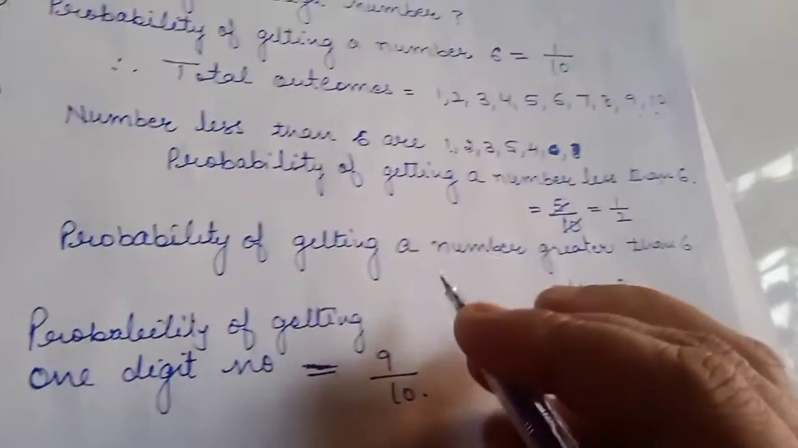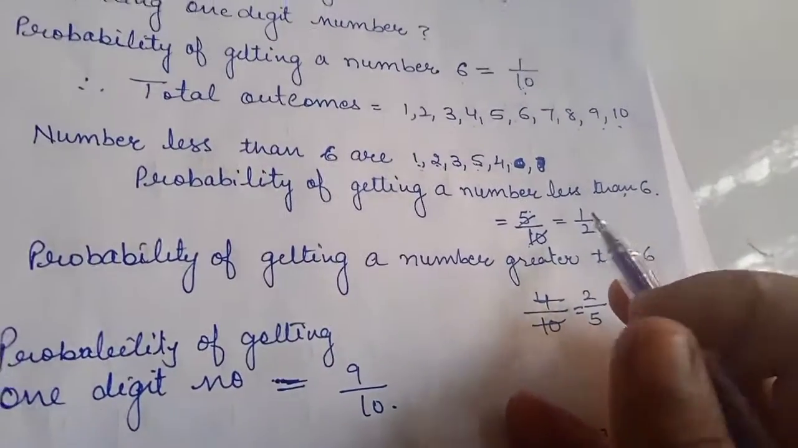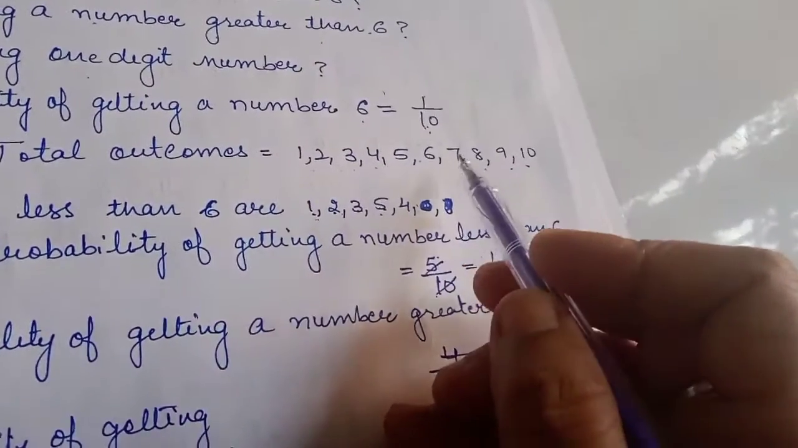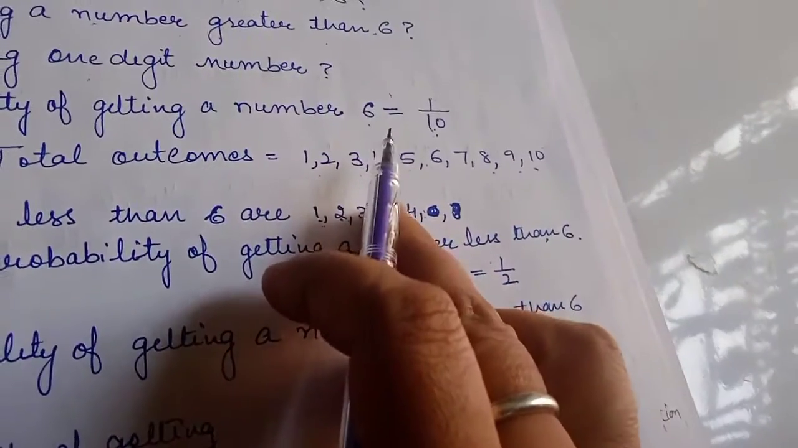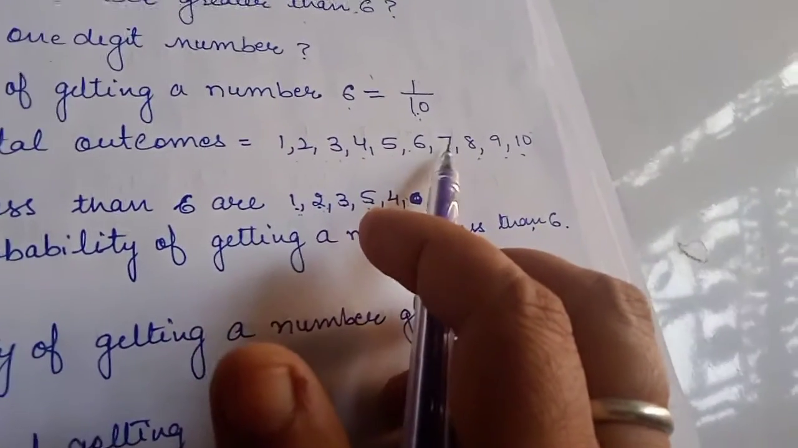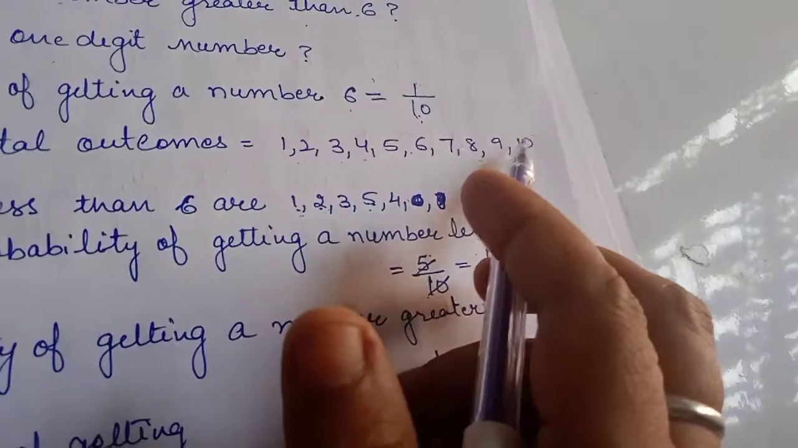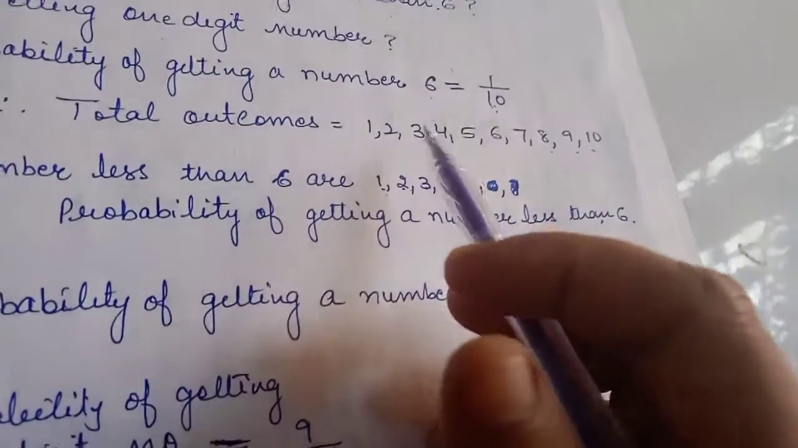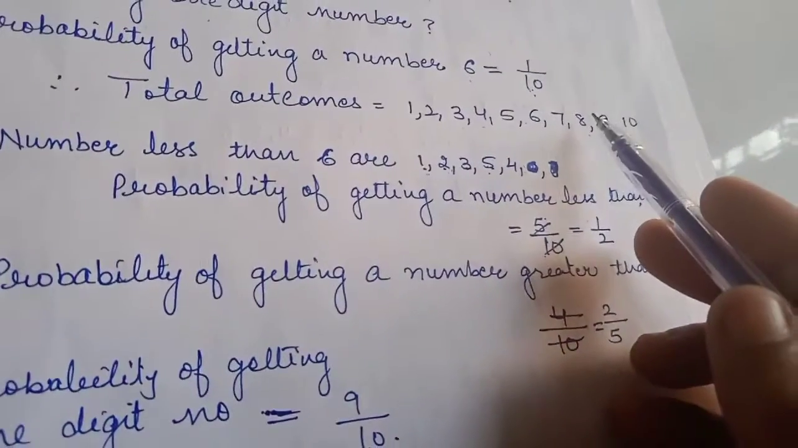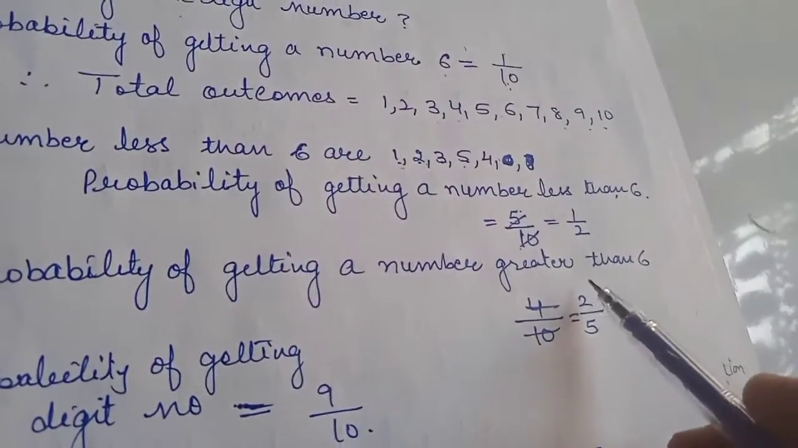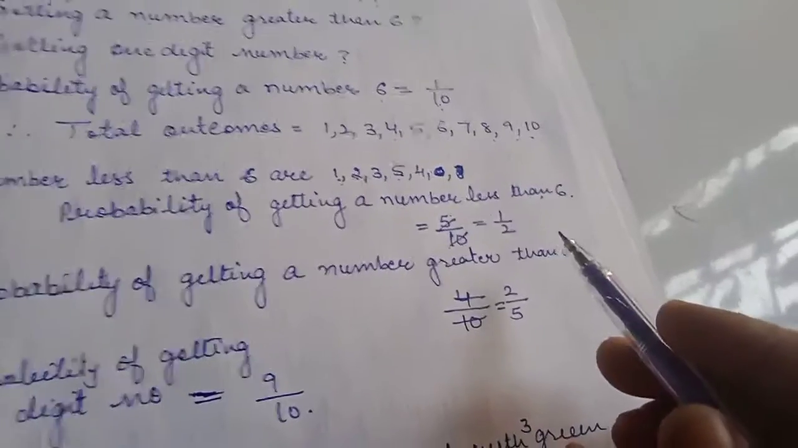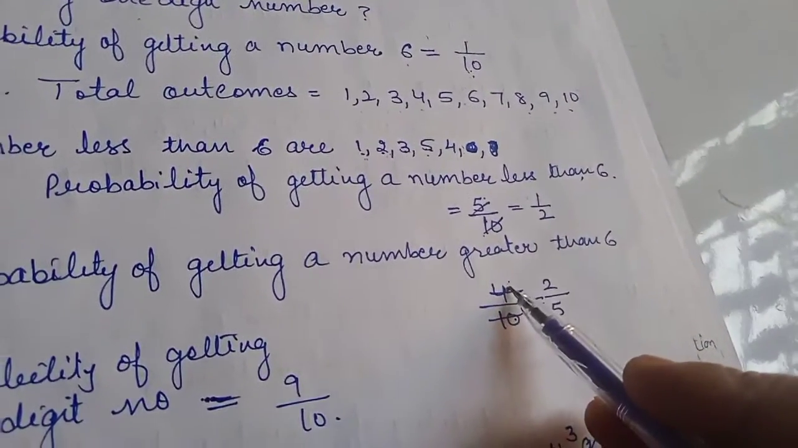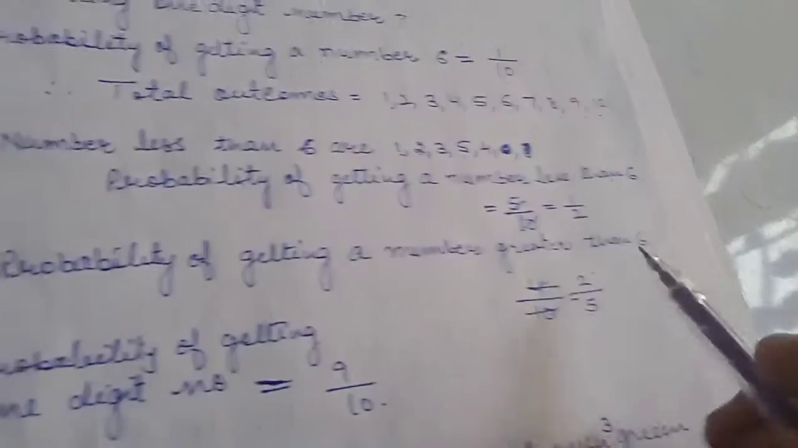Next is the probability of getting a number greater than 6. In the total outcomes, the numbers greater than 6 are 7, 8, 9, 10. You can count: 1, 2, 3, 4. So 4 numbers are there, and the probability of getting a number greater than 6 is 4 upon 10. 2 twos are 4, 2 fives are 10, so it is 2 by 5.